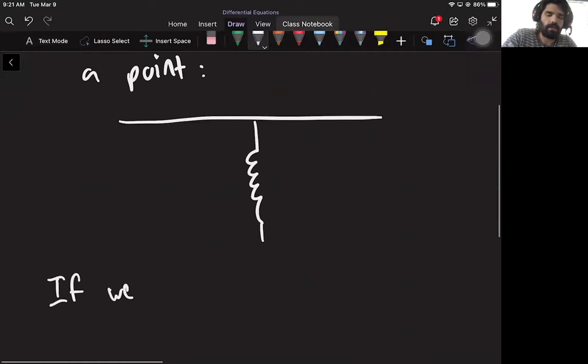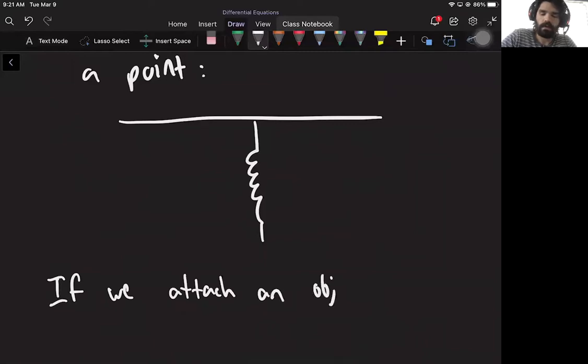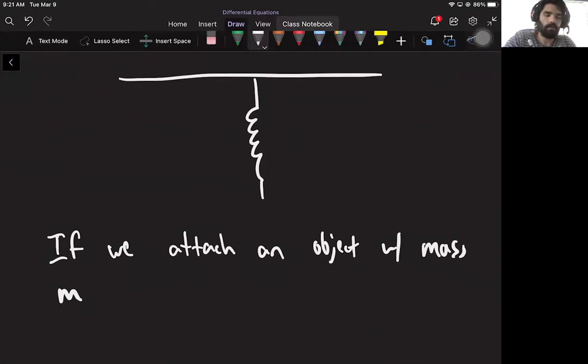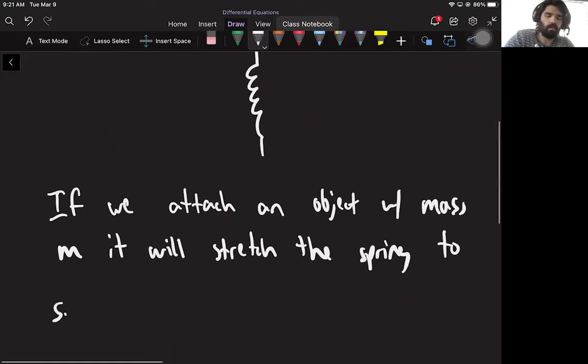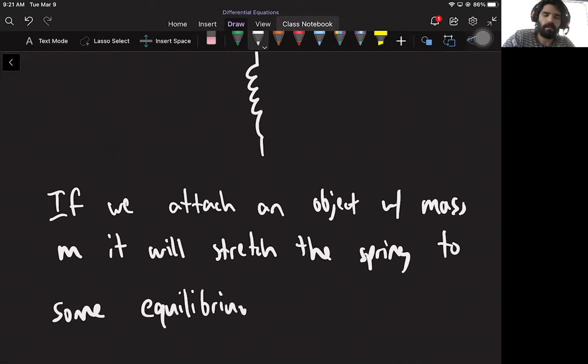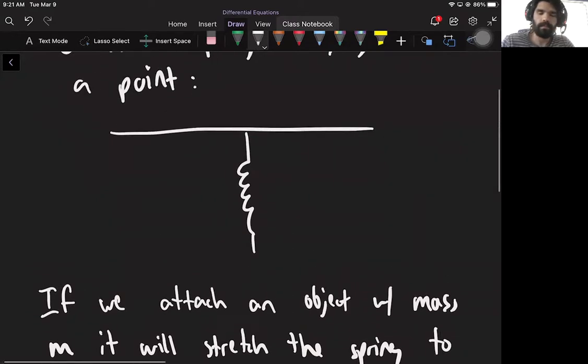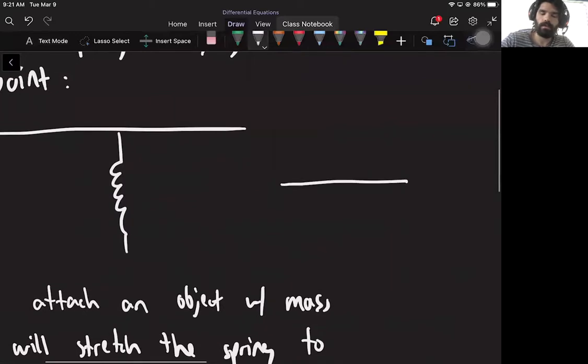Okay, so if we attach an object with some amount of mass, which I'll call M, well, it's going to stretch the spring a bit. So it will stretch the spring to some equilibrium, meaning that, so I'll draw it right here.